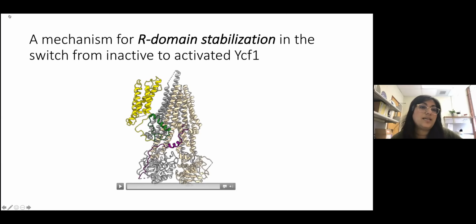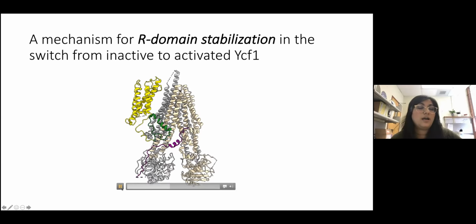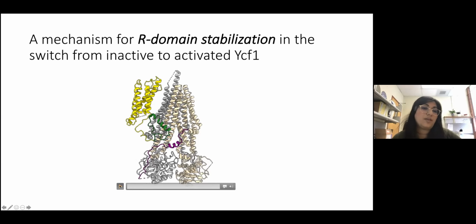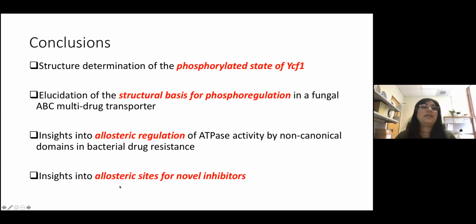And so it really seems like the architecture of the R domain is focused on coordinating YCF1 for catalysis and allowing the geometry here to now adopt a conformation that's competent for ATP hydrolysis. And so from this structure, we were able to now state the structural basis for phosphoregulation through phosphorylation on disordered regions. This gave us insights into allosteric regulation of ATPase activity, again, in a related family of ABC transporter.